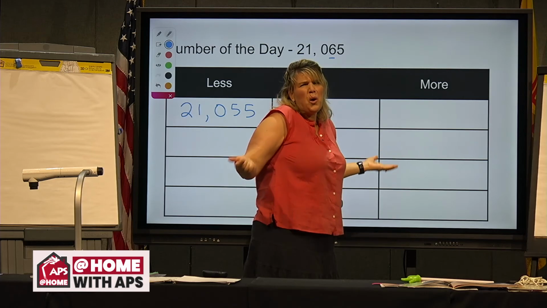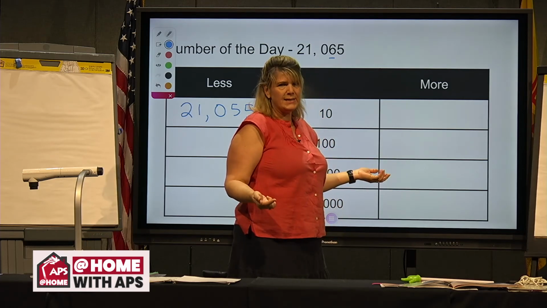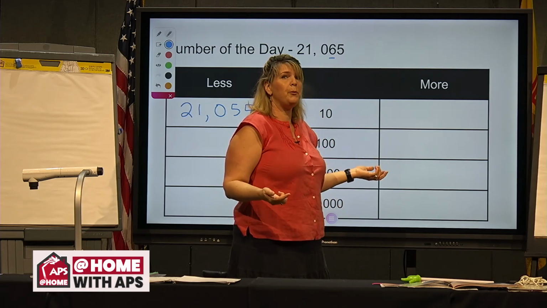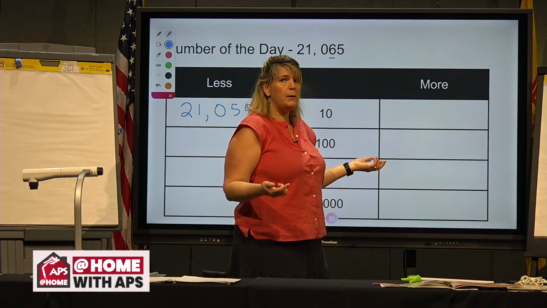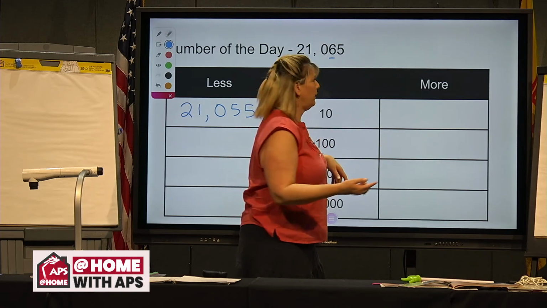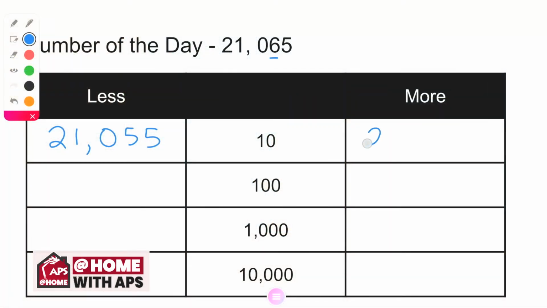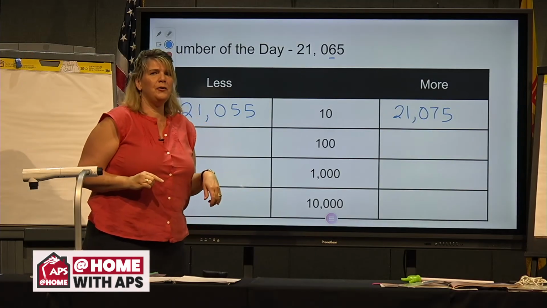What am I going to do for more? I probably got to go up a digit, right? So if we had 6 in that place, then what would we put next to make it 10 more? 7, right? All right, let's read it. 21,075. Did you get that? Good, good.